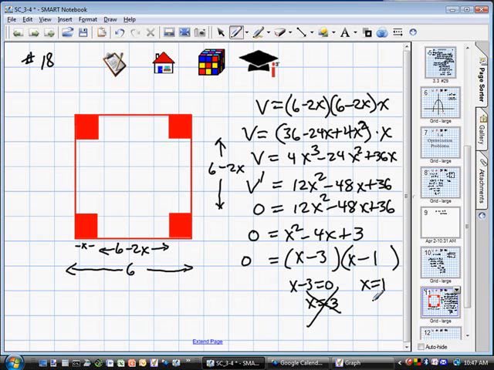What's the final thing asked in number 18? Okay, now we're not done yet. I found the dimension of the best cutout. But what is the volume? Let's figure it out.